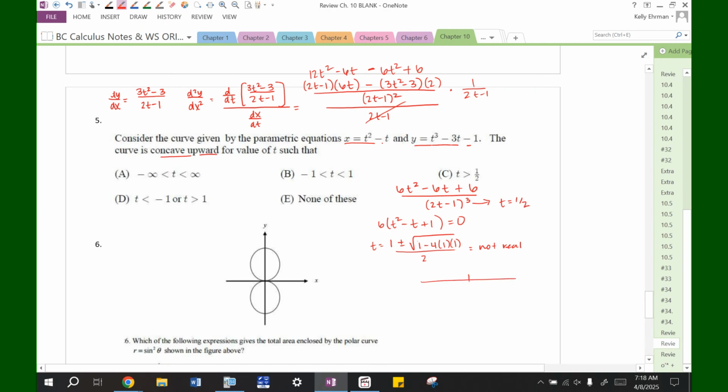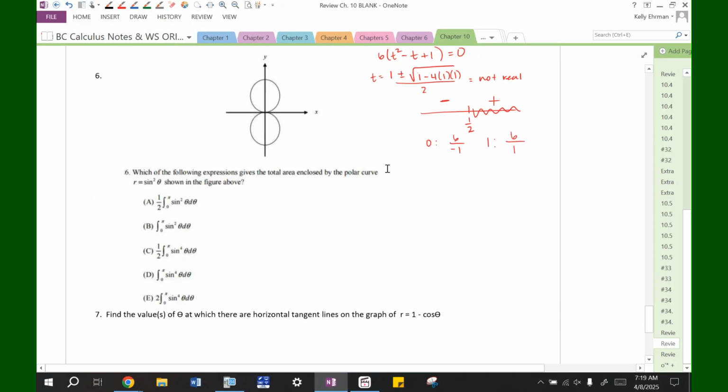So now I just need to plug in 0 and plug in like 1 and see which one gives me positive, concave up. So if I plug 0 into the second derivative, I get 6 over negative 1 to the third. So I get a negative. If I plug 1, I get 6 minus 6 plus 6 over 2 minus 1 cubed. So that's positive. So yeah, concave up is anything after 1/2.